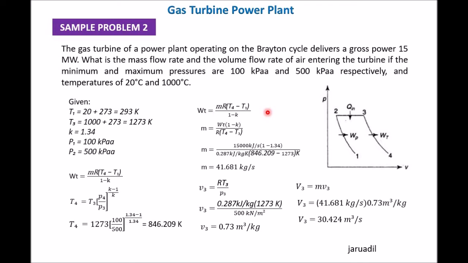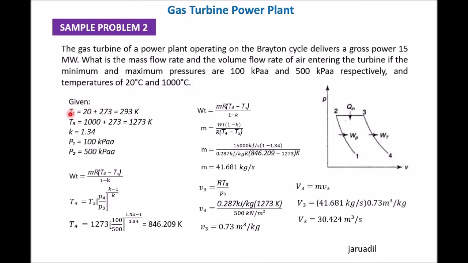Sample problem number 2. The gas turbine of a power plant operating on Brayton cycle delivers a gross power of 15 megawatts. What is the mass flow rate and the volume flow rate of air entering the turbine if the minimum and maximum pressures are 100 kilopascal absolute and 500 kilopascal absolute respectively, and temperatures of 20 and 1000 degrees Celsius?